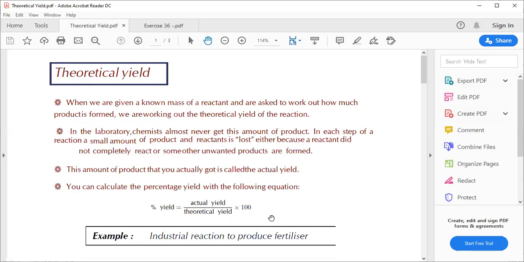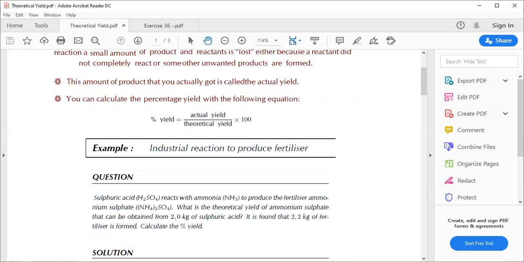If you see that your answer is over 100, there's something wrong. Maybe you've swapped the two. Maybe you put the theory on top and your actual at the bottom. Your answer must always be less than 100. Clear? Right. Then let's look at an example.